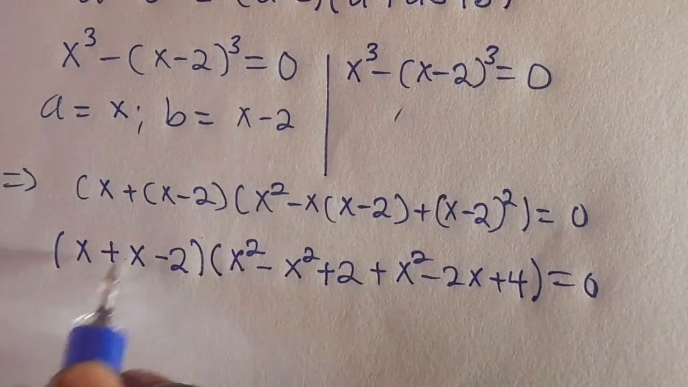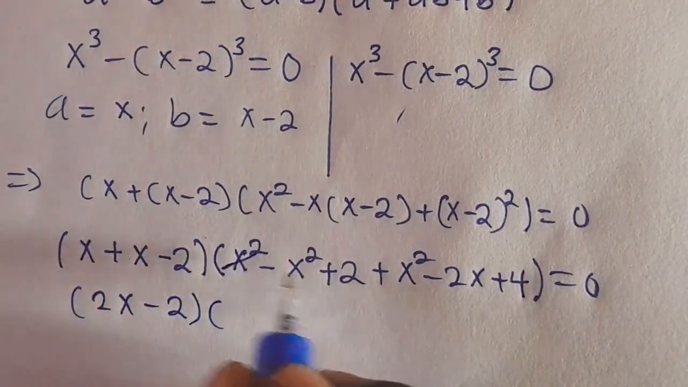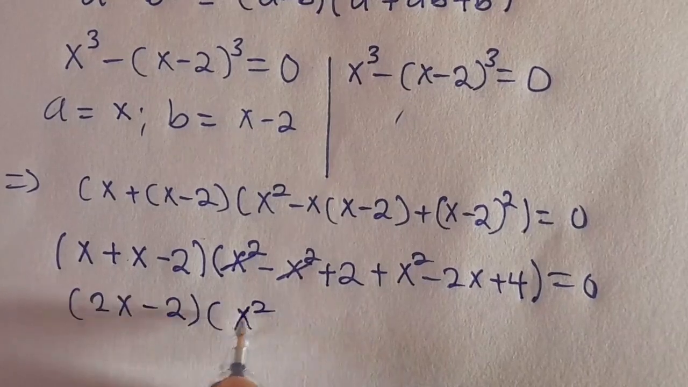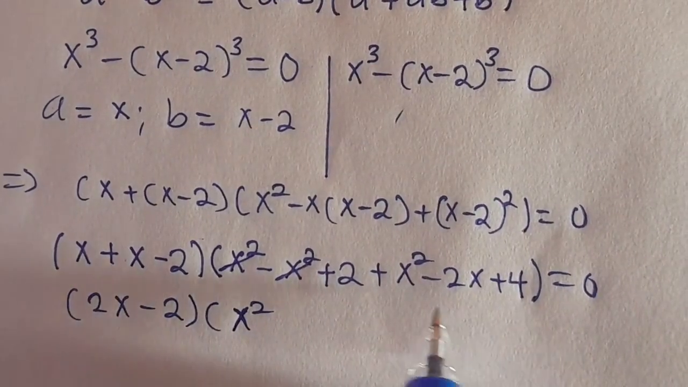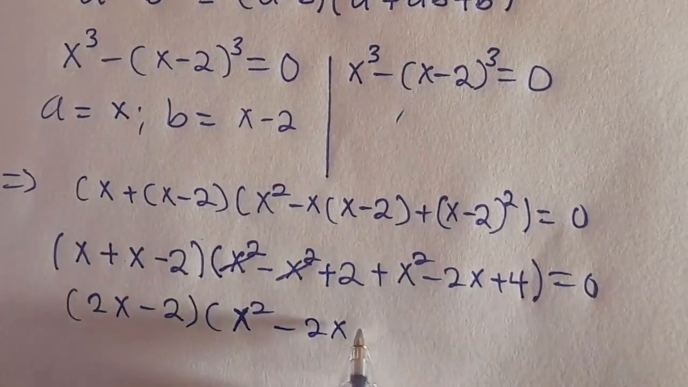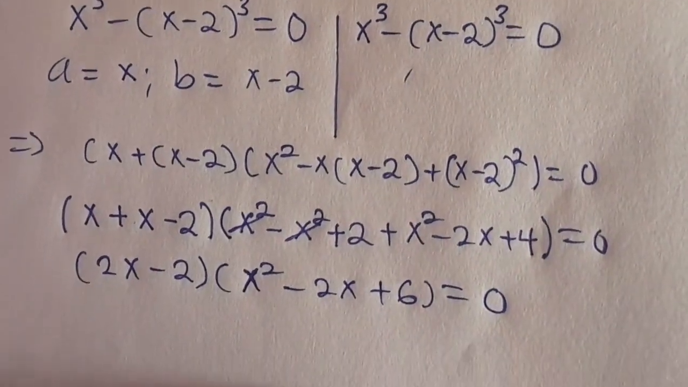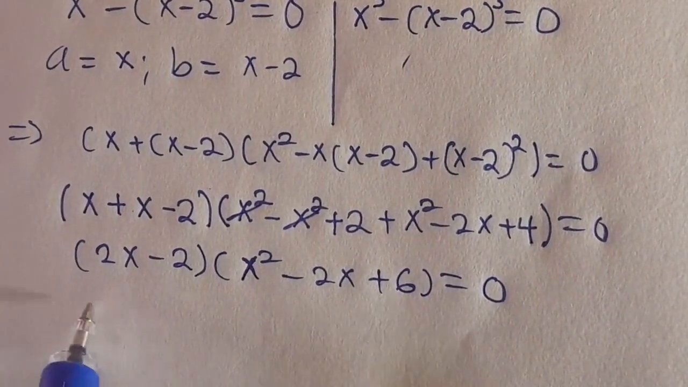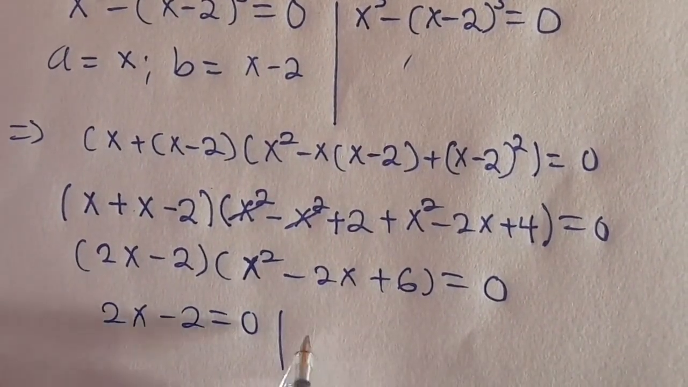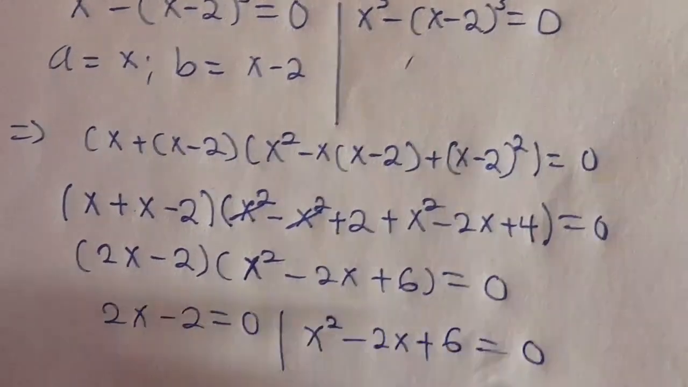So from here, we have this plus this will give us 2x minus 2. And this will take away this. Then we're going to have x squared. Then from here, we have minus 2x. This plus this will give us plus 6 equals 0. So from here, we can get 2x minus 2 to be equal 0, or we have x squared minus 2x plus 6 equals 0.